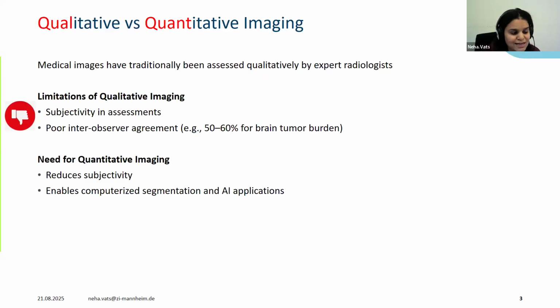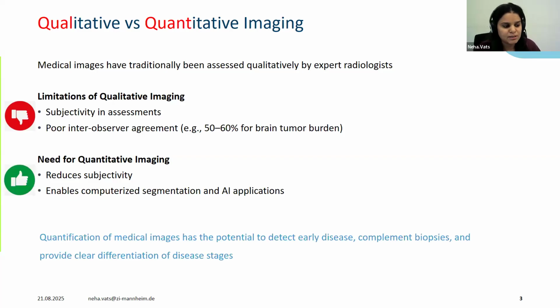It enables computerized segmentation and AI applications in medical imaging. These numbers could be tissue density, tumor volume, tumor size, or signal intensity, and various other features that we will discuss later in this talk. So this makes diagnosis more objective and reproducible, enabling better clinical decisions. So quantification of medical images has the potential to detect early disease, complement biopsies, and provide clear differentiation of disease stages.